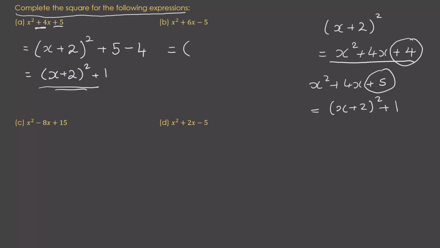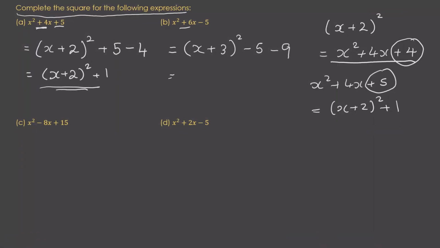Now for the next one, put the square bracket down, we've got a minus 5 at the end. X in here, half of the 6. So half of 6 is 3. And then 3 squared is 9. So we'll take that away. And so we get x plus 3 all squared, take away 14. This is known as the completed square form for this quadratic. Completed square form or turning point form, and we'll look at that shortly.